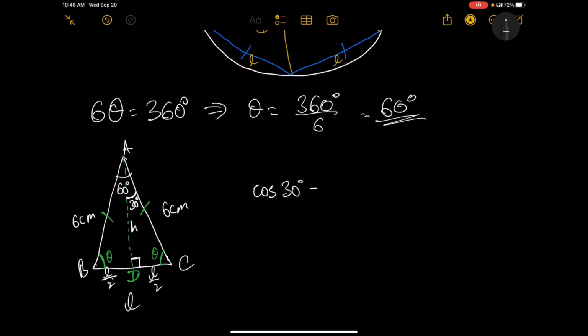Now we bring in trigonometry. Cosine of 30 degrees, what is it? Cosine of 30 is adjacent over hypotenuse. So what is the adjacent? The adjacent is h, over the hypotenuse. The hypotenuse is 6 centimeters, which implies cosine of 30 is root 3 over 2.